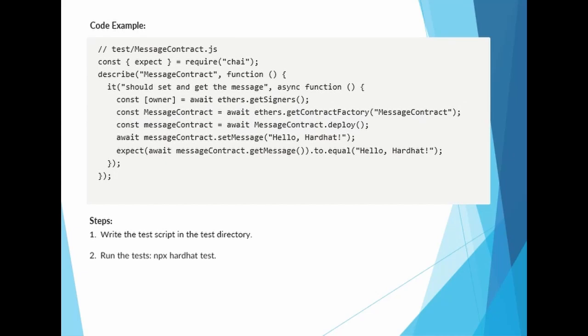First, in the code we import the expect function from the chai library. Then the describe function groups the related tests. The it function defines an individual test case. It checks whether set message and get message function of the message contract work properly. The next few lines check the deployed contract and verify whether the functions are working properly.